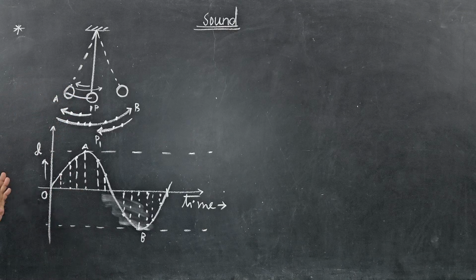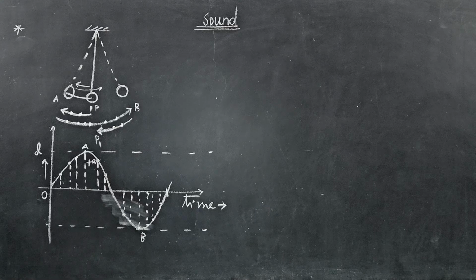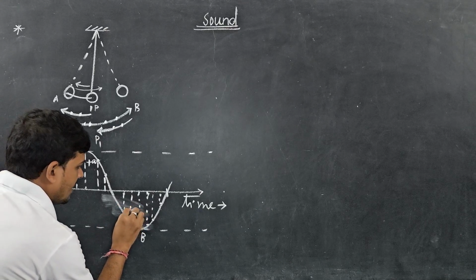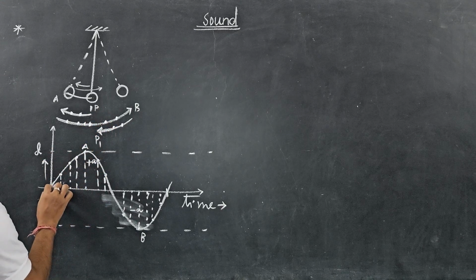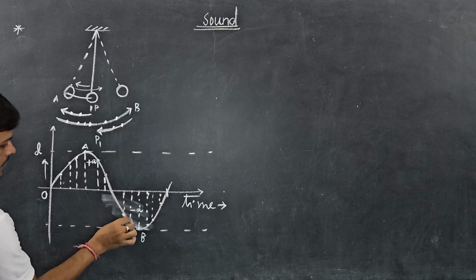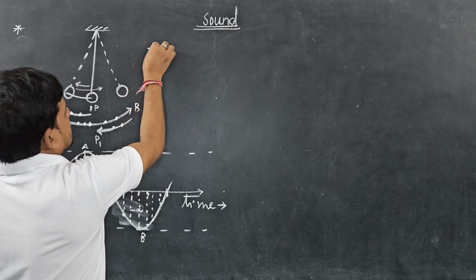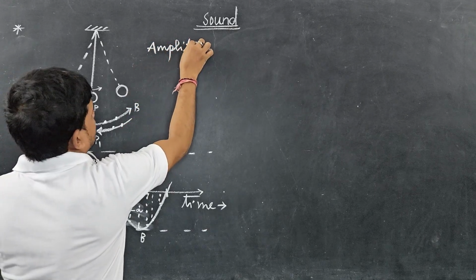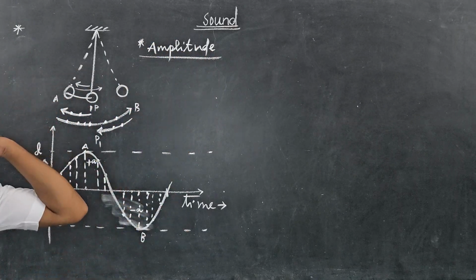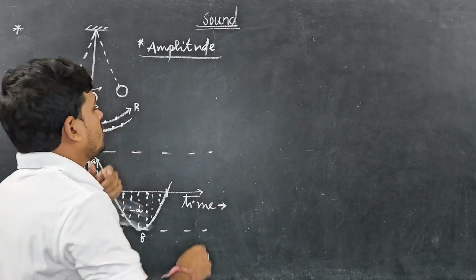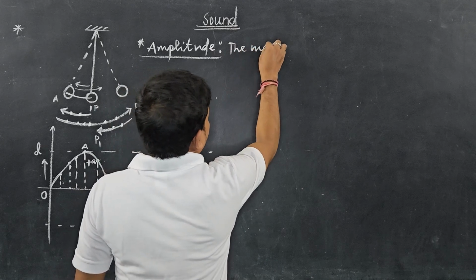This is the maximum displacement from P to A. So this is called amplitude, plus A. Similarly, this is also the amplitude, because it executes periodic motion. So this is the graphical representation of the motion of a simple pendulum, where A is the amplitude. Amplitude means the maximum displacement.